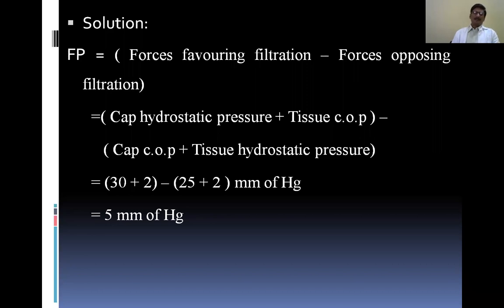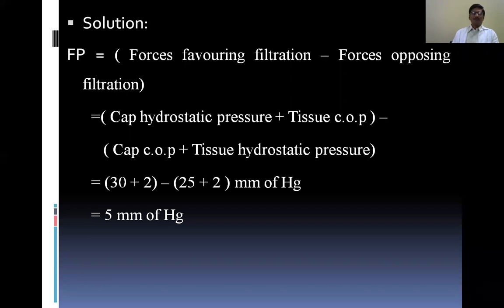So putting the figures, it will be 30 plus 2 minus 25 plus 2. So it is 32 minus 27, which is equal to 5 mm of mercury. This is the filtration pressure. As it is positive, with no negative value, this 5 mm of mercury will favor filtration. Suppose it is a minus value, that means it will favor reabsorption. Instead of filtering, it will favor the reabsorption.